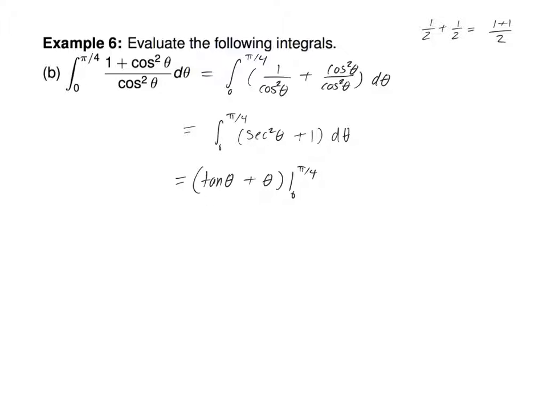Okay, so then you plug in pi quarters, so tangent of pi quarters plus pi quarters minus tangent of 0 plus 0. Habit made that a theta. So what's tangent of pi quarters? 1. And what's tangent of 0? 0. So 1 plus pi quarters is the answer. You don't have to get a common denominator. You're good.